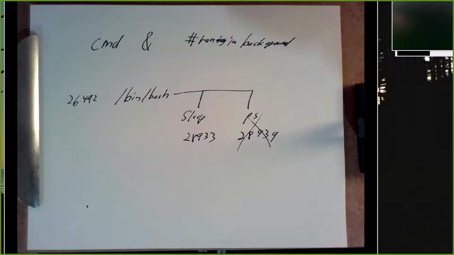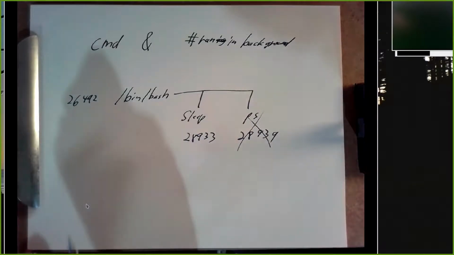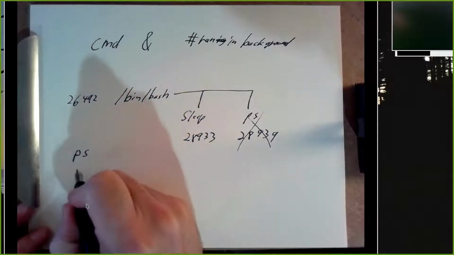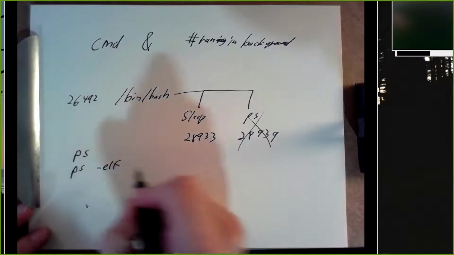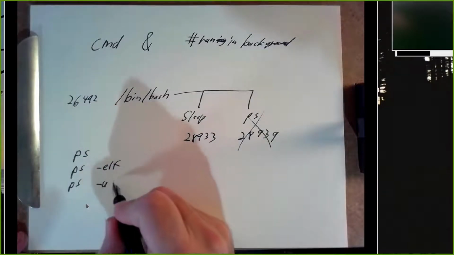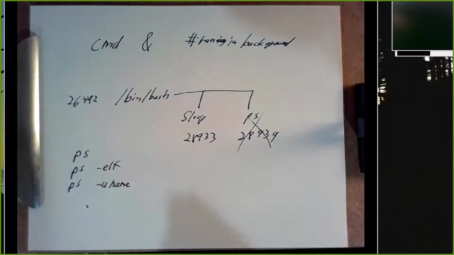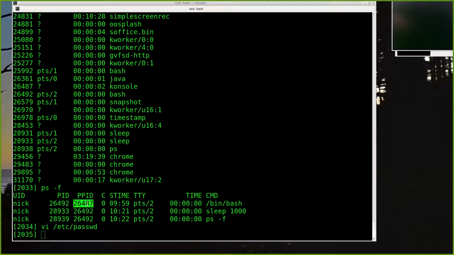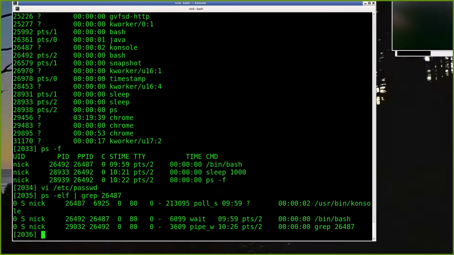All right, so there's very few versions of ps that I know. There's just ps by itself. There's ps -elf, which shows everything. There's the ps -u, followed by a username, which shows you processes for that user. So I want to look at ps -elf, and I'm going to take the output of that, and I'm going to search for this parent process ID 26487. And I see 3 lines of output.